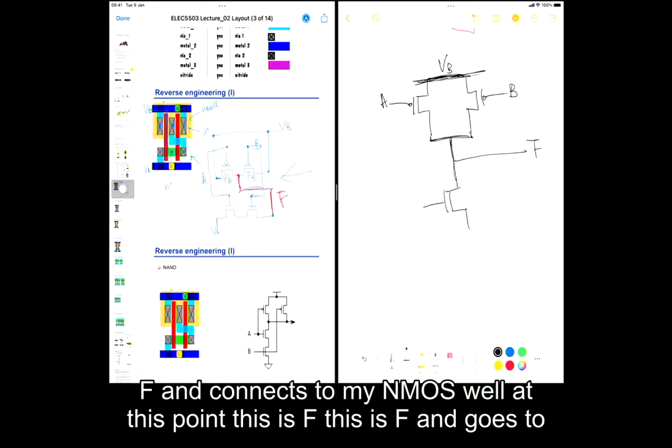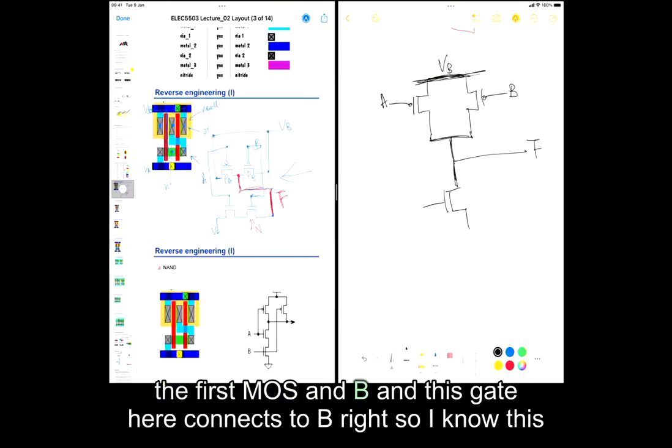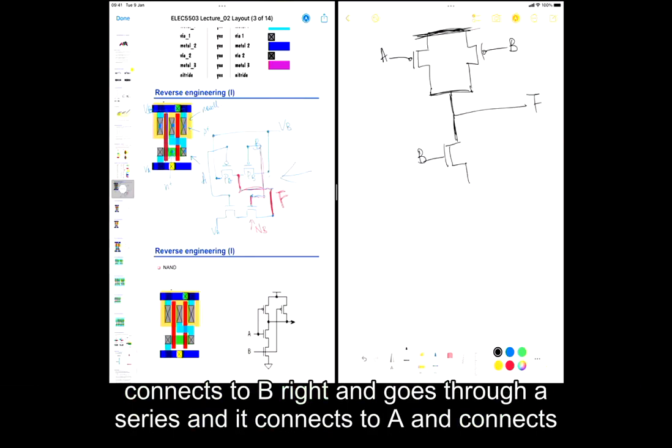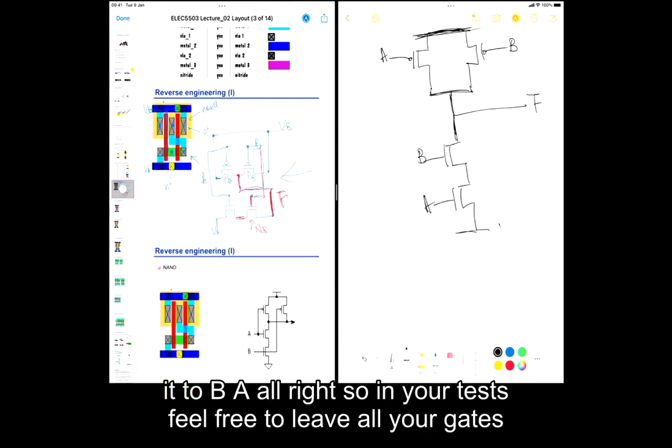At this point, this is F, and it goes to the first NMOS, NB, and this gate here connects to B, right? So I know this connects to B, and it goes through a series, and connects to A, and connects to BA.